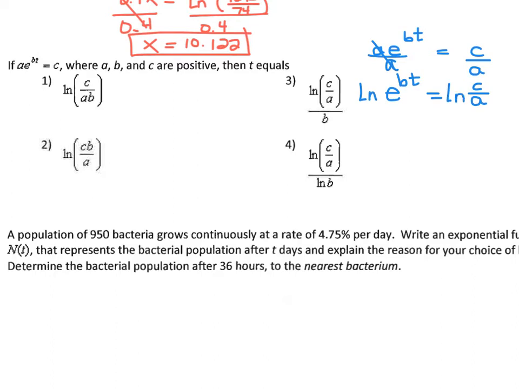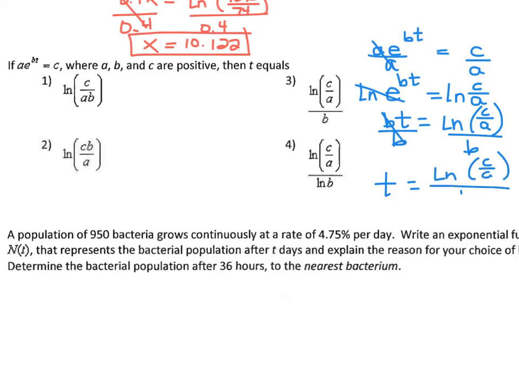All right, so the ln and the e are going to cancel, and we can bring down the bt. And then on the right-hand side of the equation, we have ln of c over a. I'm just going to put that in parentheses because I'm looking at all the answer choices, and I see parentheses there. Okay, so now to get the t by itself, all we have to do is divide by this b. So that leaves us with t equals ln of c over a, divided by b, which matches up with choice 3.